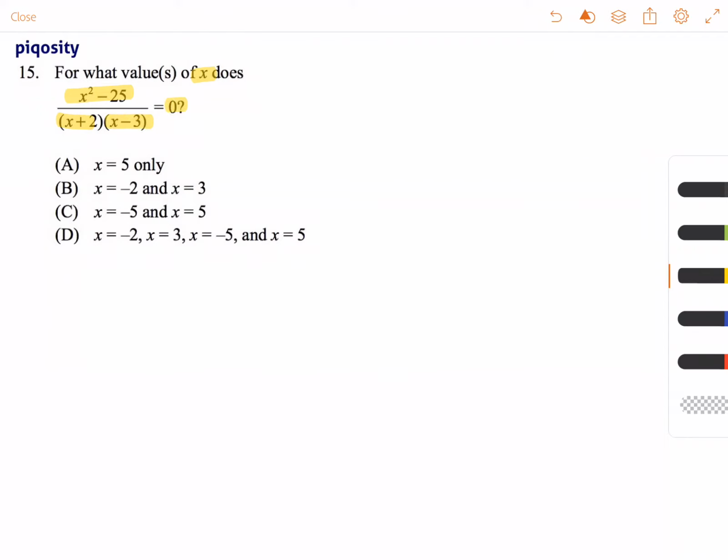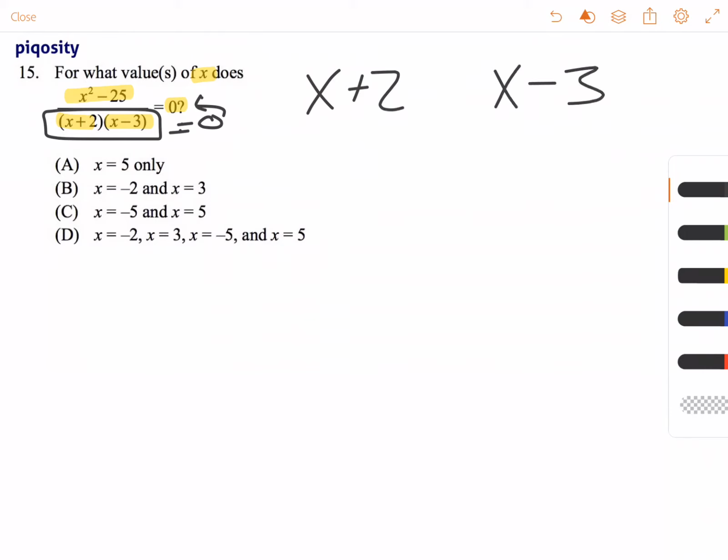So the first thing you need to note is that whatever goes on down here cannot create some sort of 0. Because if it does, then your answer is undefined. So looking at our values x plus 2 and x minus 3, if one of them is 0, that makes the denominator 0. So we need to figure out what does make them 0 in both cases.